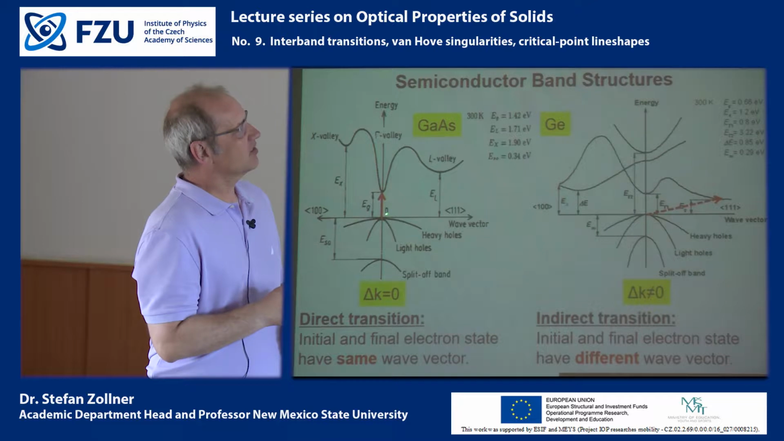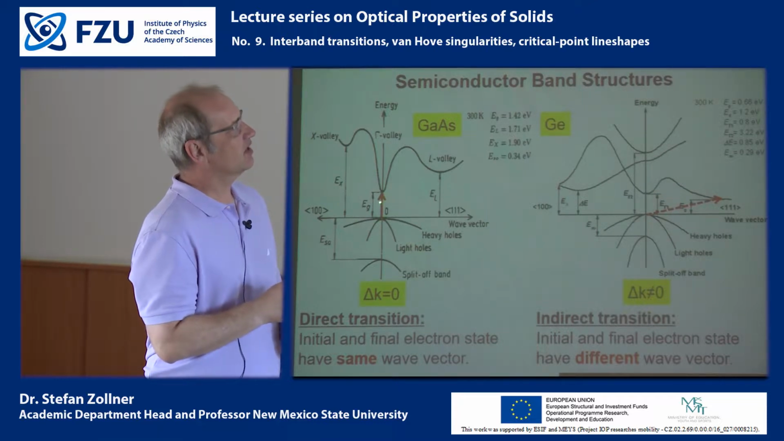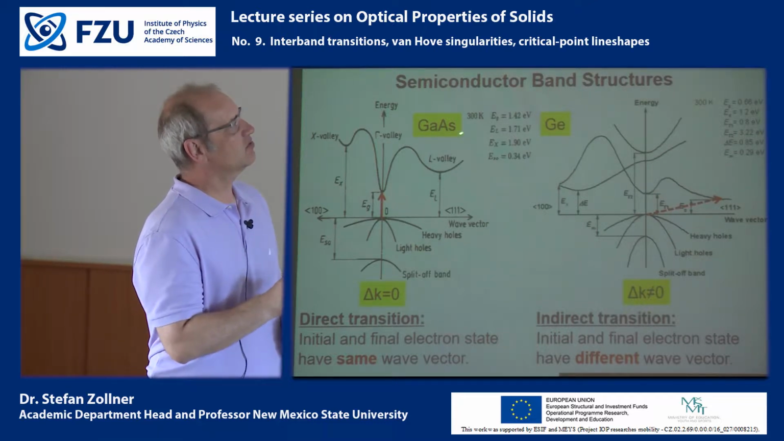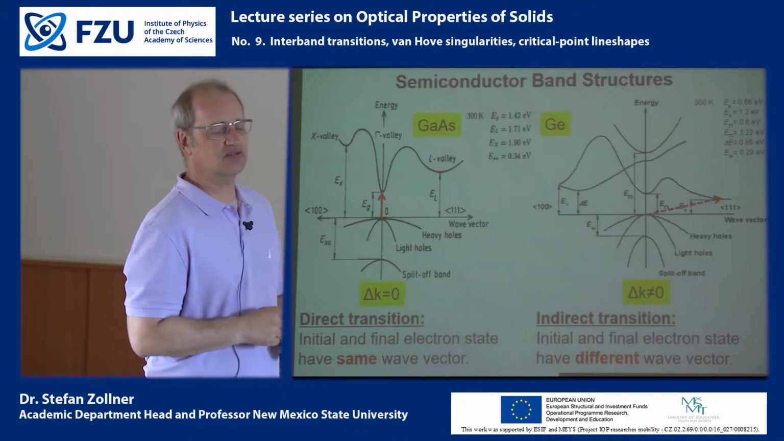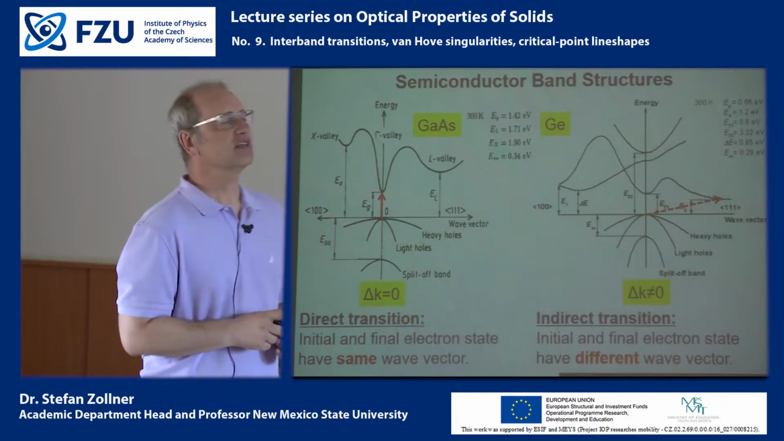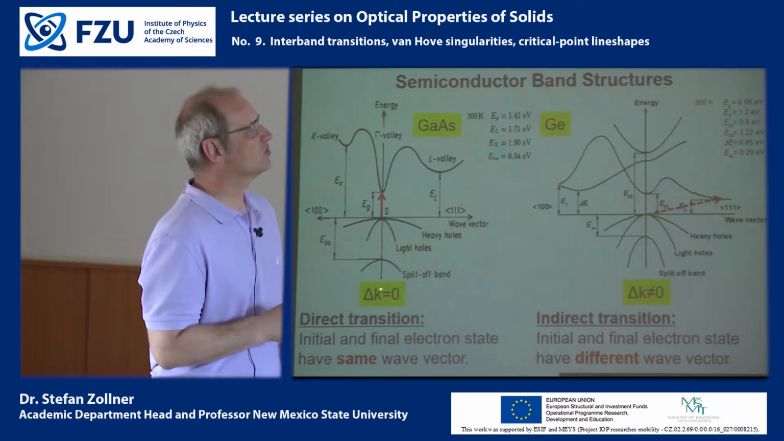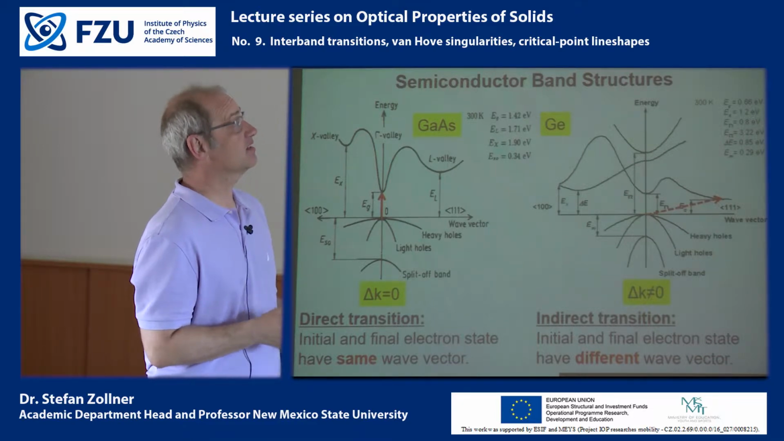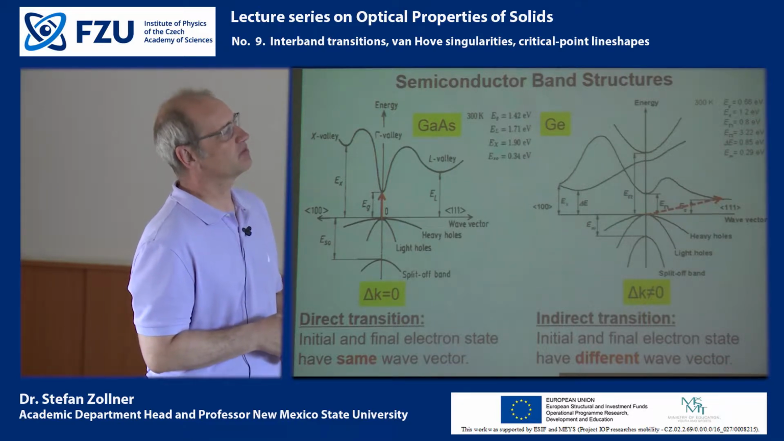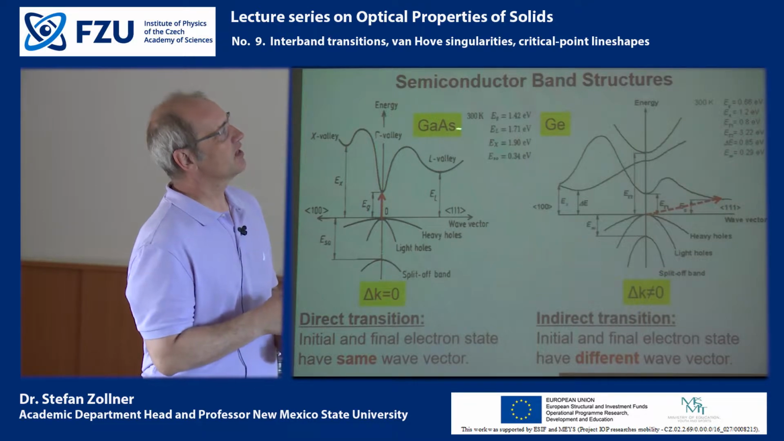So in the last lecture, we discussed direct transitions in materials like gallium arsenide. For a direct transition, the crystal momentum of the initial state and the crystal momentum of the final state are equal, and therefore there is no momentum transfer because the final and the initial state have the same crystal momentum. So this is gallium arsenide.